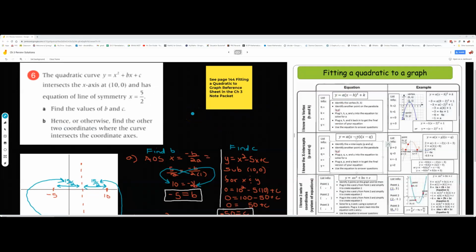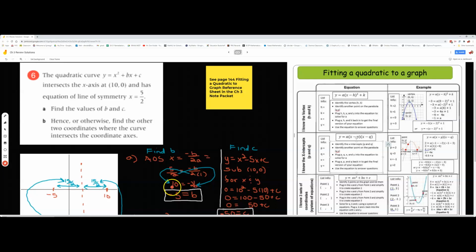All right, so to find b, I use the formula for the axis of symmetry if an equation was written in general form, which is the opposite of b over 2a. So that's right here. I plug that in, and I fill in 5/2 for x, that's the axis of symmetry, and then I solve this equation for b. So cross multiply, I get 10 equals -2b, divide both sides by -2, and I get b is equal to -5.